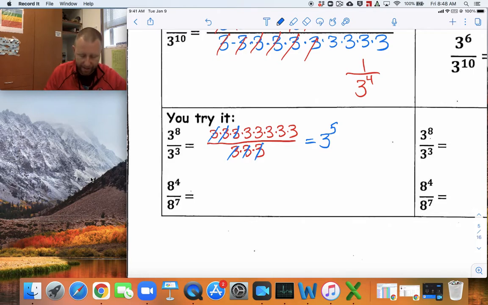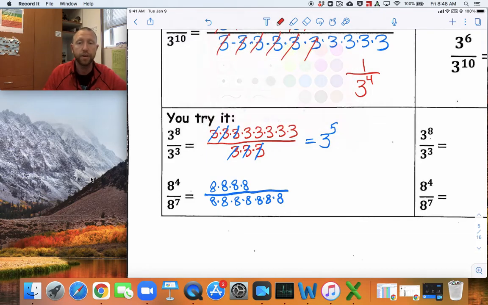And then for these 8's, same idea, right? So I've got 1, 2, 3, 4 8's on top, all multiplication. 8 to the power of 4 is 4 8's being multiplied together, right? And then 8 to the power of 7, so I'm going to need a longer fraction bar. We've got 1, 2, 3, 4, 5, 6, and 7. And I'll change color so I can cross out my pairs.